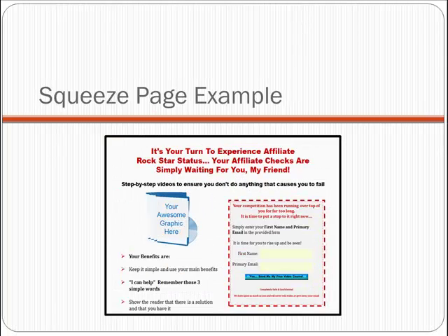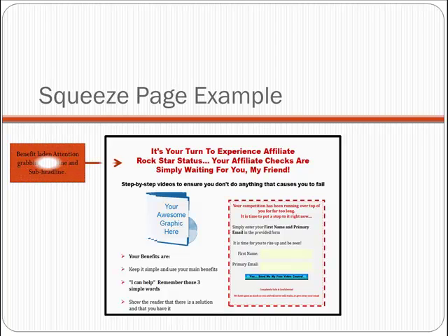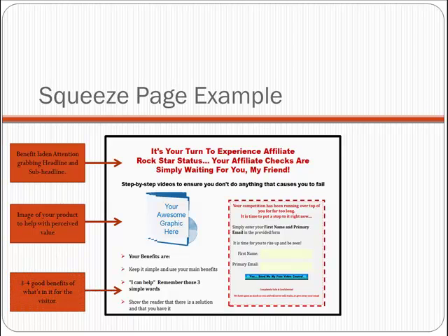All right, here's a squeeze page example. Basically, we've got all the elements here. We'll go through them quickly. We've got our benefit-laden, attention-grabbing headline and subheadline. We've got an image of our product to help with perceived value, so it puts an image in their mind that yes, I'm going to receive something. We've got 3 to 4 good benefits of what's in it for the visitor. We've got a clear, concise call to action.